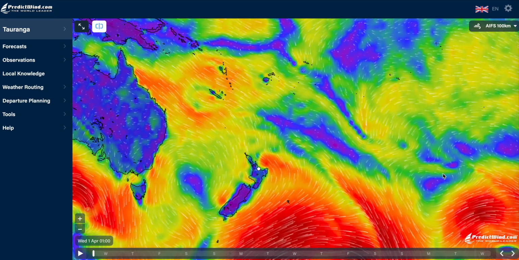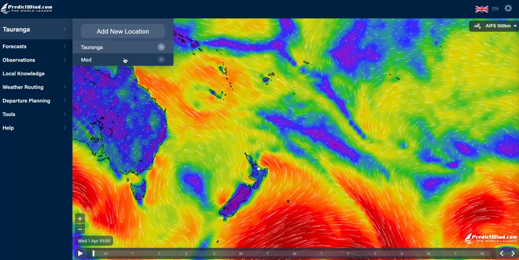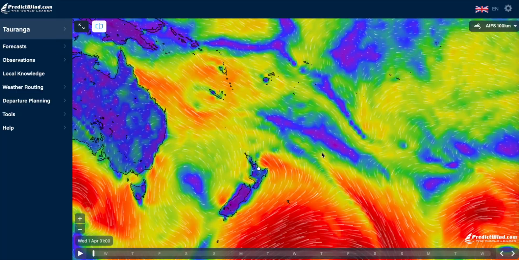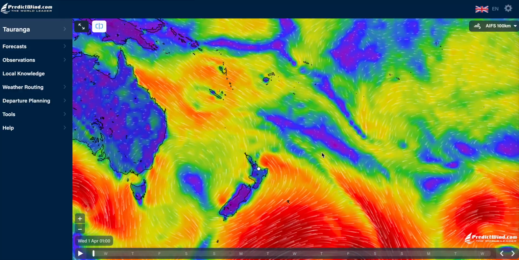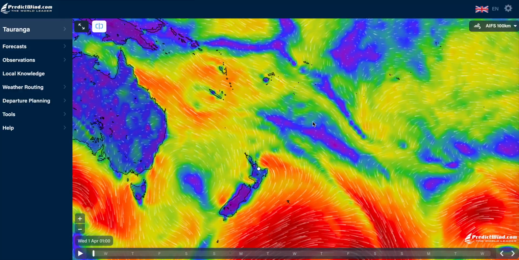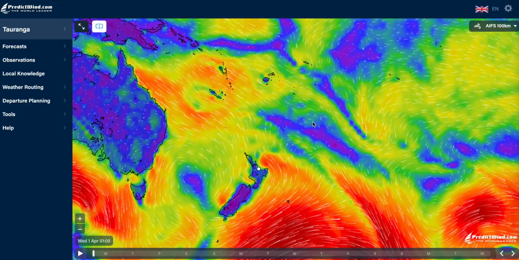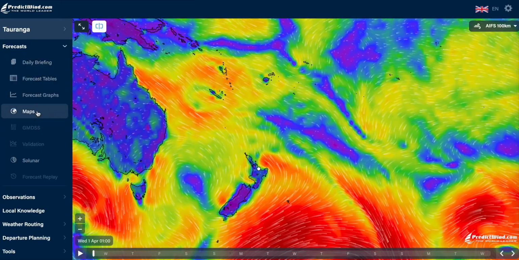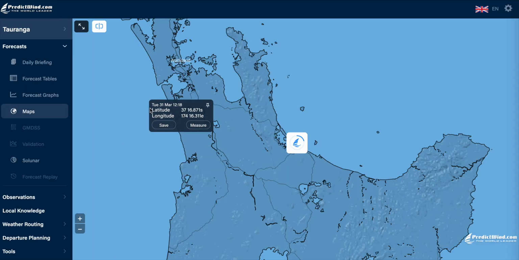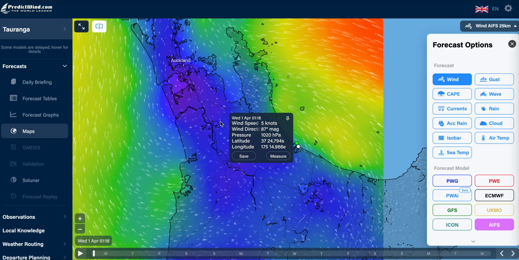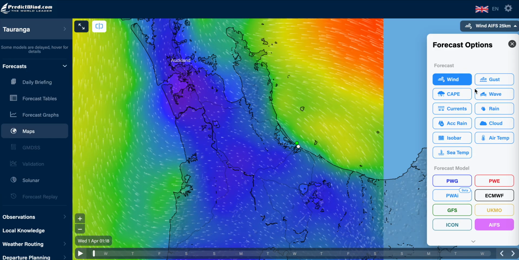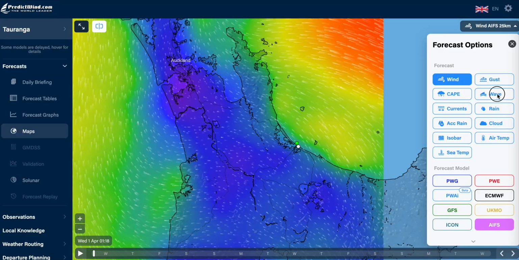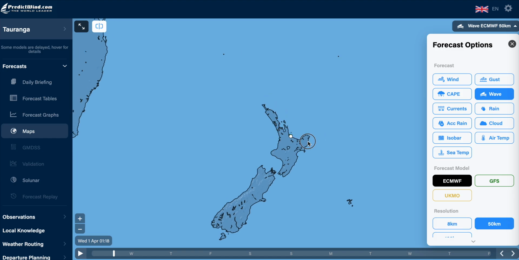So yeah, just quickly, there are different types of forecasting you can get, be it wind, rain, waves, etc. This is currently the wind view. The other options are not there. Here we go. These are your other options here. So the current wind.